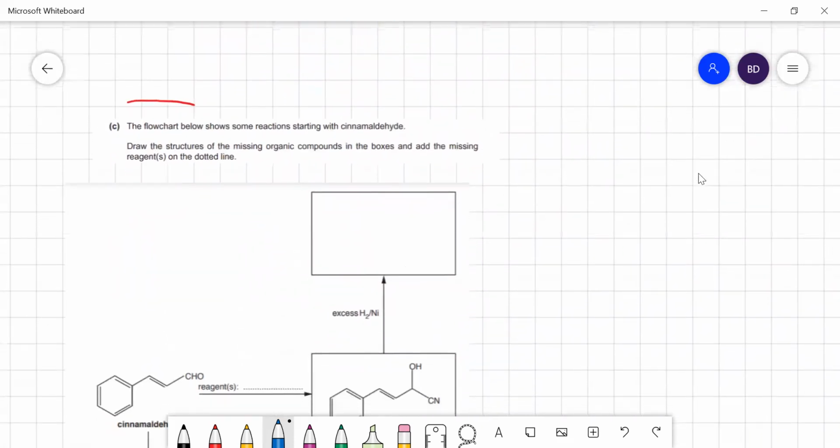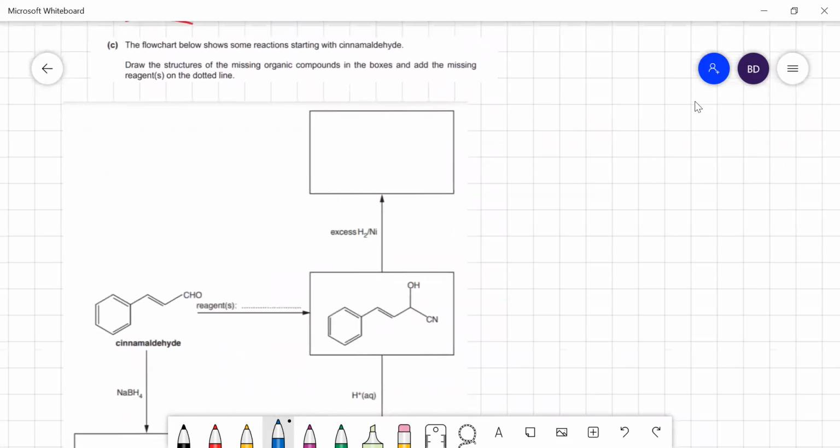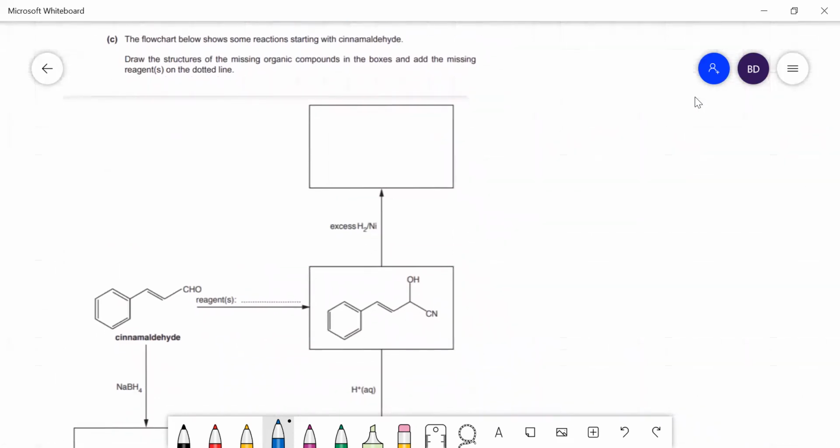Okay, a flow chart shows some of the reactions starting with cinnamaldehyde. Draw the structures in the boxes. Right, so here we're reacting with excess hydrogen and nickel catalyst. What that will do is you get an addition reaction across the double bond. You'll get rid of that double bond, you'll stick hydrogens on there. And it won't touch the benzene ring. It doesn't react with the aromatic benzene ring, only with the normal double bonds. So you're going to get that as the product.